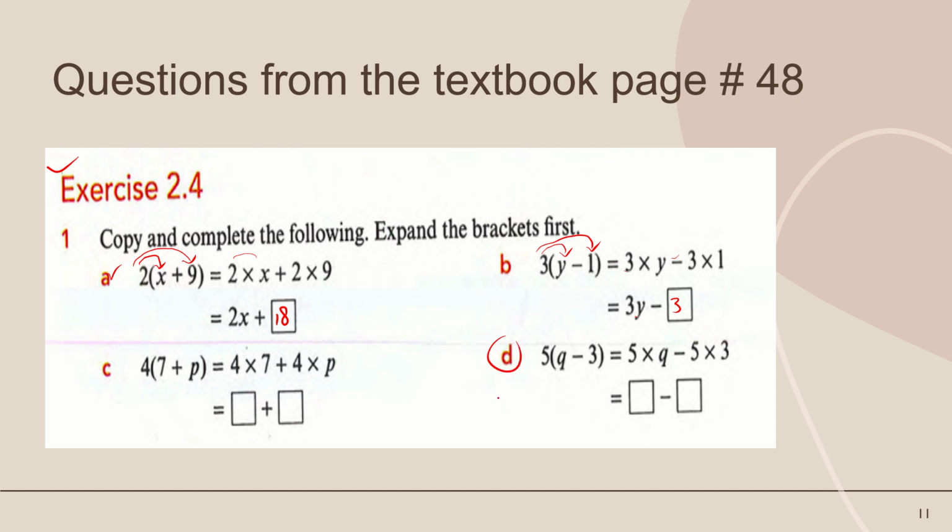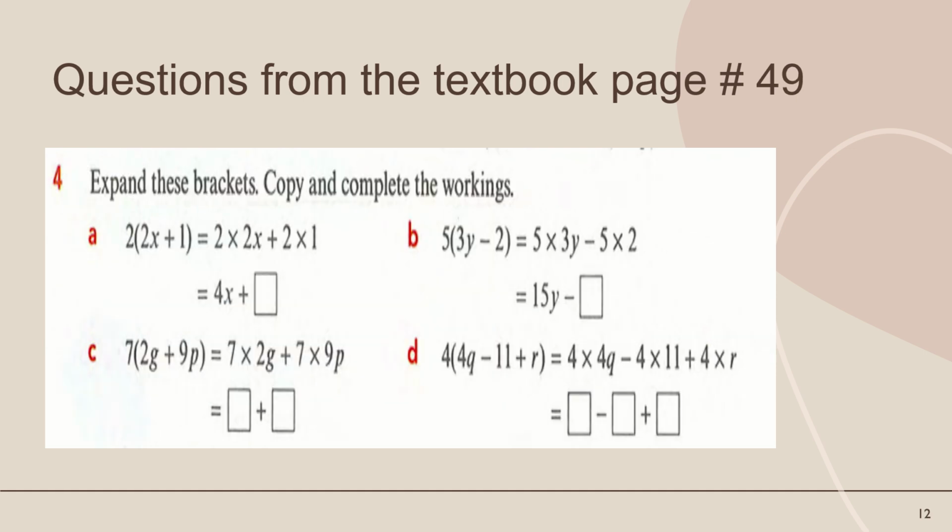Part D, do it yourself at home. I will solve this C part right now: 4 times 7. Use the arc for the first number, use the arc for the second number. 4 into 7 and 4 into p. 4 times 7 is 28, and 4p is 4p. Clear? Now these questions are the same as the questions from the previous slide. Now expand these brackets, copy and complete.